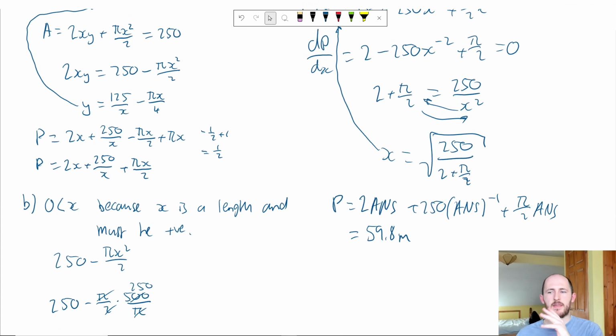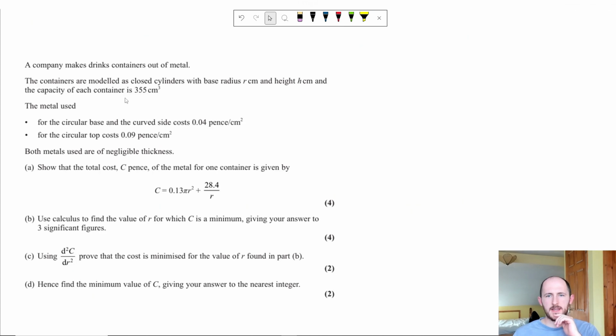Now for probably the hardest one that I've seen. Okay, so a company makes drinks containers out of metal, probably called a can. Their model has closed cylinders with a base radius r, height h, and the capacity is 355 cubic centimeters. Yeah, so it's a can. I mean, can they be any more obscure? Maybe. So height, radius. We've done the same shape before, so we should hopefully be experts.